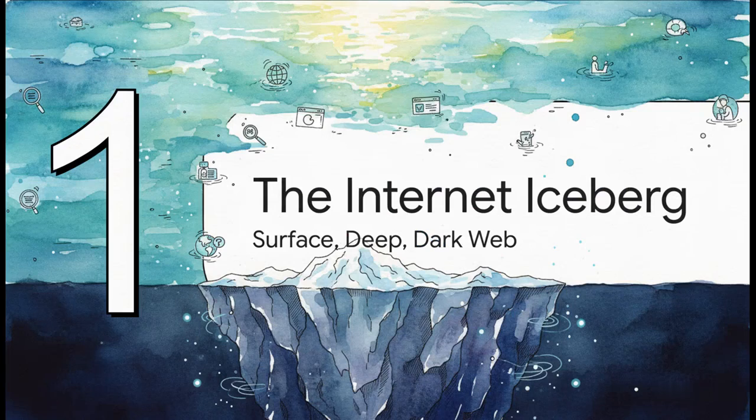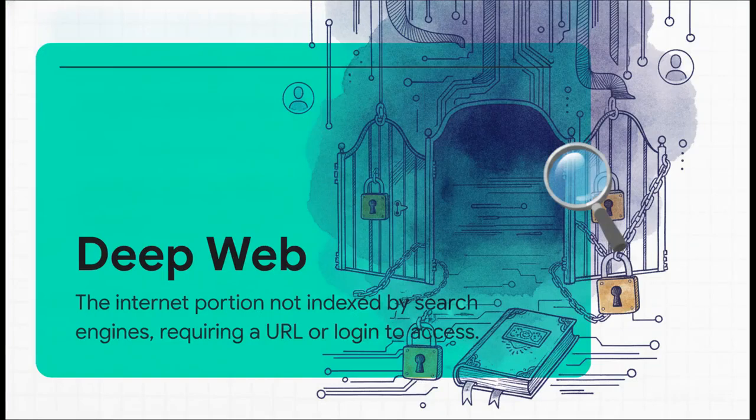All right, part one, the Internet Iceberg. We're breaking down the surface, deep, and dark web. Starting our descent just beneath the visible surface, we immediately hit the deep web. Put simply, this is the portion of the internet that standard search engines just cannot index. It requires a direct URL, a password, or some sort of authentication to get in. Think of it kind of like a private members-only club, or maybe your own personal diary. The content is technically on the internet, sure, but it is explicitly gated to keep the general public out.